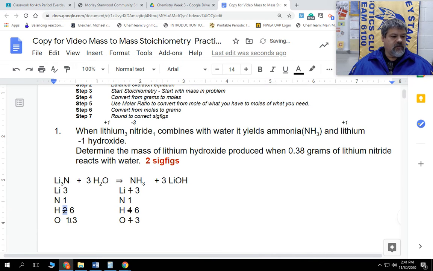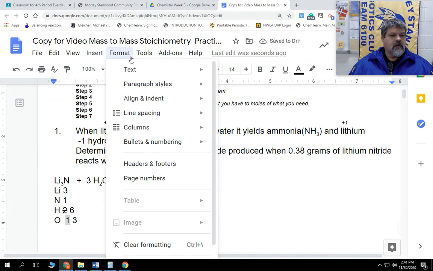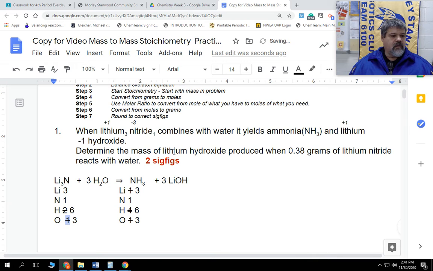So if I go ahead and get rid of this, straight through, get rid of this one right here. And if I can ever get there, there we go, straight through that. I have 3 and 3, 1 and 1, 6 and 6, 3 and 3. We should be balanced. Let's go back and double check what we have. So I have 3 lithium on this side. I have 3 lithium on this side. I have 1 nitrogen right here, and I have 1 nitrogen on this side.